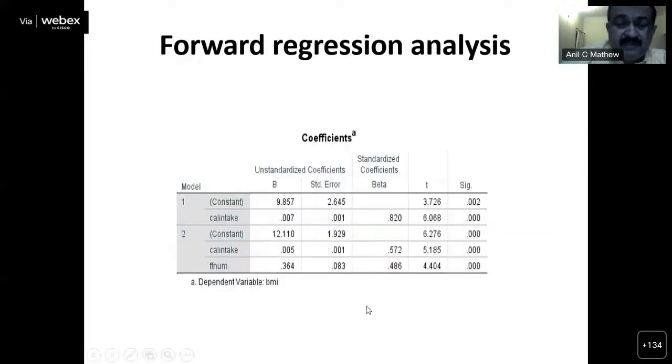So when you do the forward regression, here also these two variables, calorie intake and fast food consumption, are statistically significant. Thereby, we can predict the BMI as 0.005 times calorie intake plus 0.364 times fast food consumption plus 12.110 as the regression equation for body mass index.